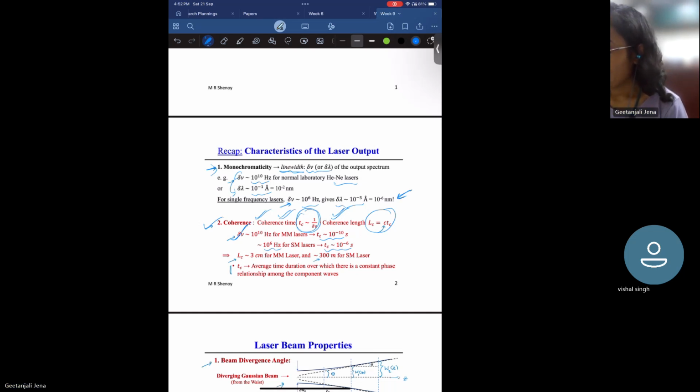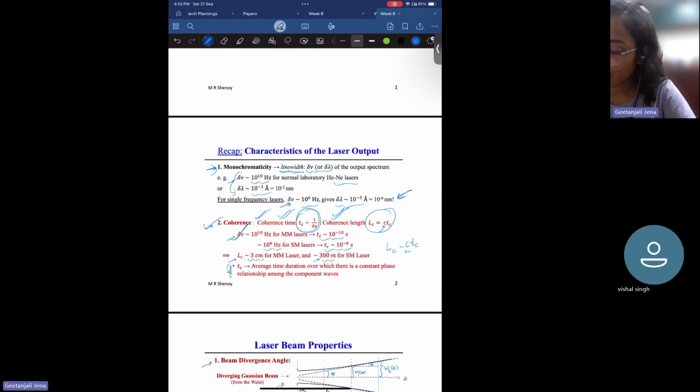Similarly, the coherence length is nothing but c times T_C. By putting in the value of c, you can calculate the coherence length for the multimode laser and for the single mode laser. For the multimode laser, it is around 3 centimeters. And for the single mode laser, you can see the coherence length is higher than the multimode laser. It is around 300 meters.